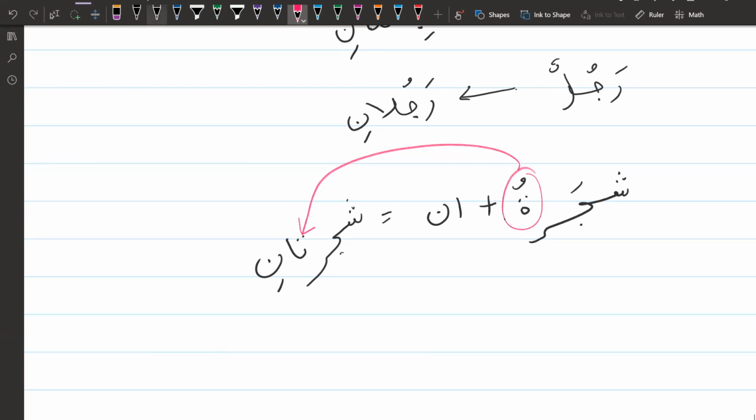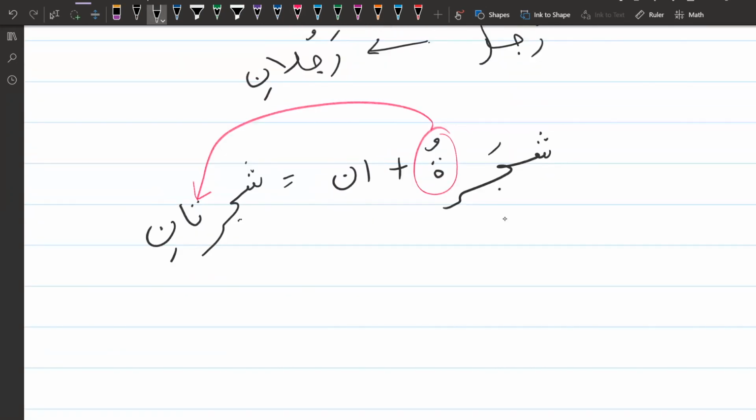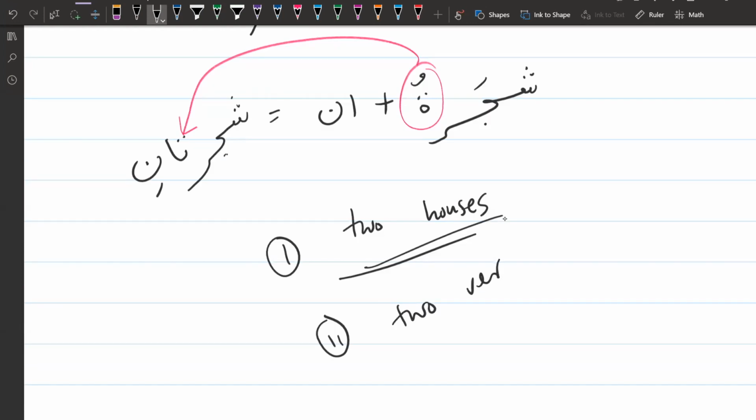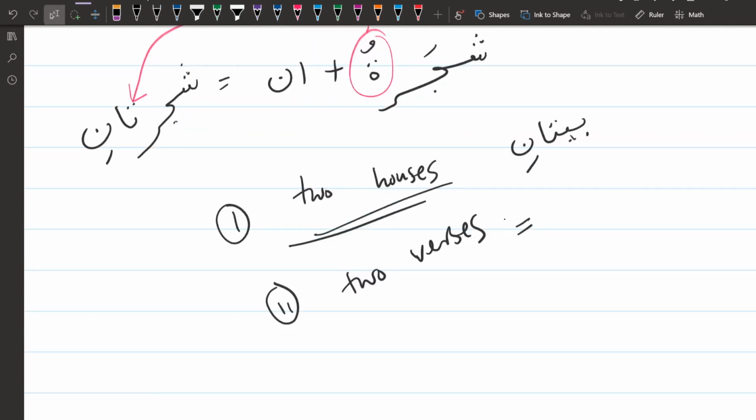Make sense? So let me give you another one. Okay, give me two houses. Somebody write that with the proper sound. Two houses. This is one, and I'll give you one more: two verses. Okay, let's see. Baitani, yes, exactly. Baitani, baitun, baitani. You just add alif and nun. So how do you say two verses? Yes, ayatani.